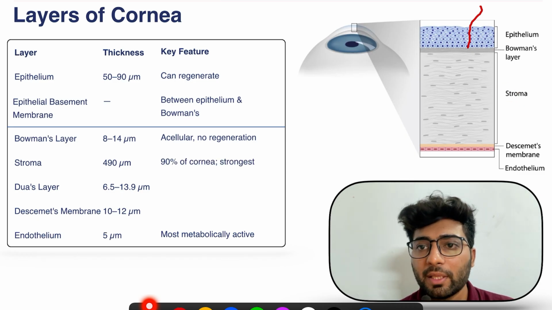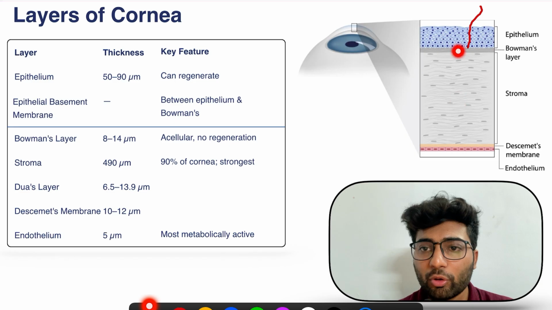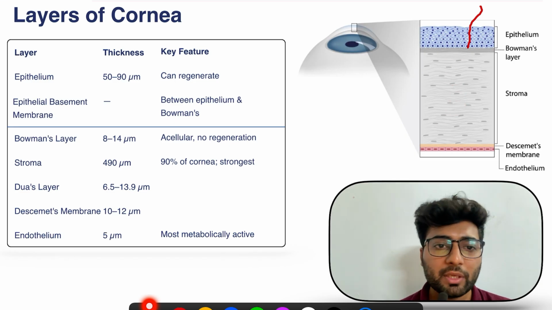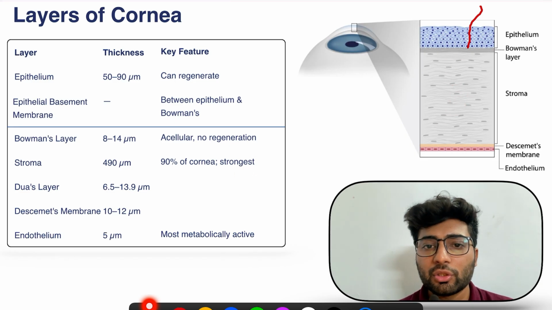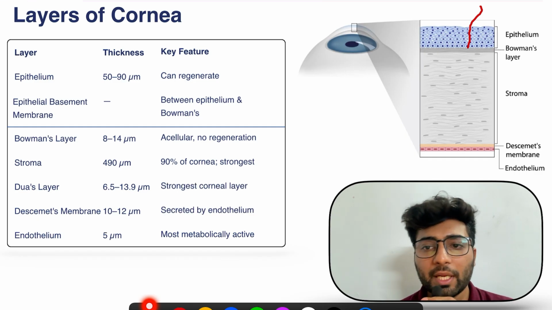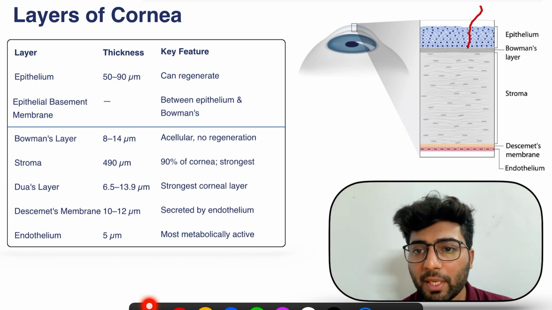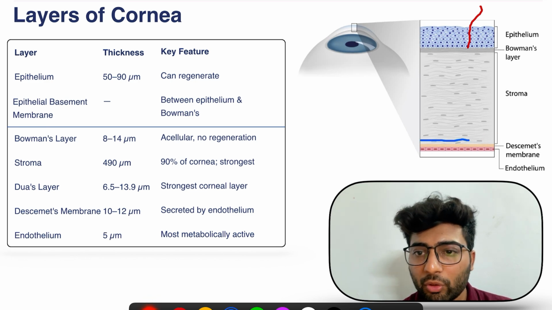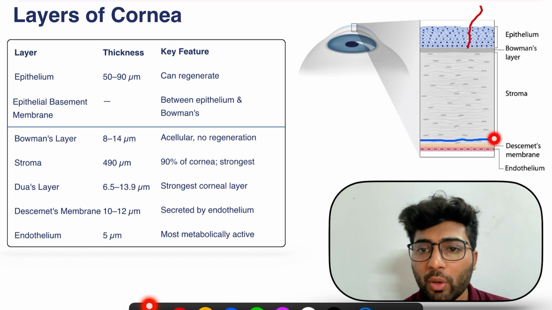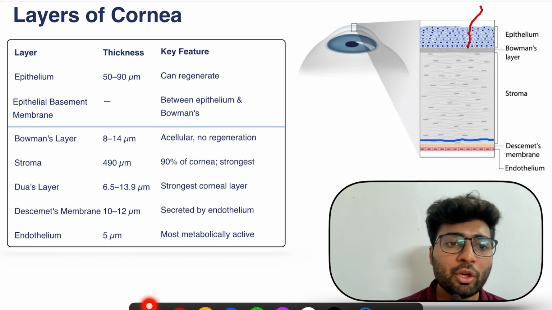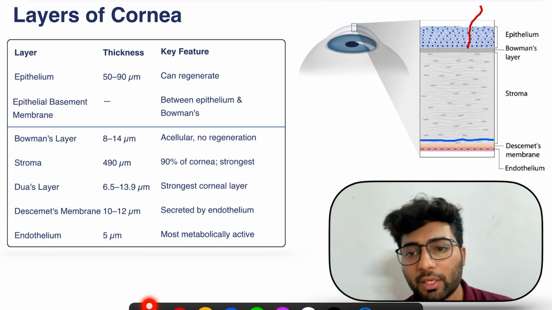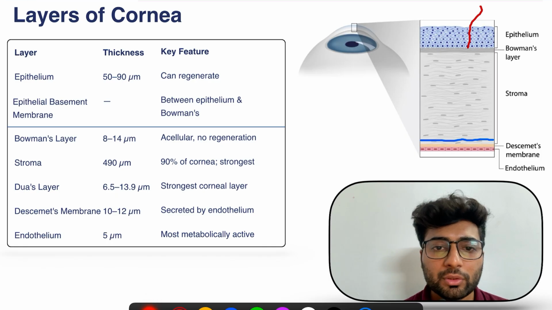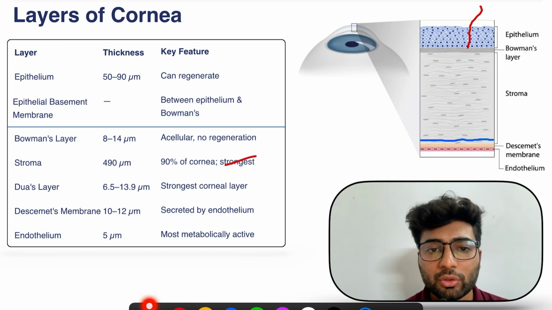See, epithelium and the basement membrane and Bowman's layer are done. Third one is stroma. In the stroma, you can see that it is occupying somewhat 90% area of the cornea and it is the strongest layer. Now here we have Descemet's membrane and above it we will have the Dua's layer. So we'll have Dua's layer and the Descemet's membrane layer. Dua's layer is the strongest corneal layer, okay, not the stromal layer. Dua's layer is the strongest layer.